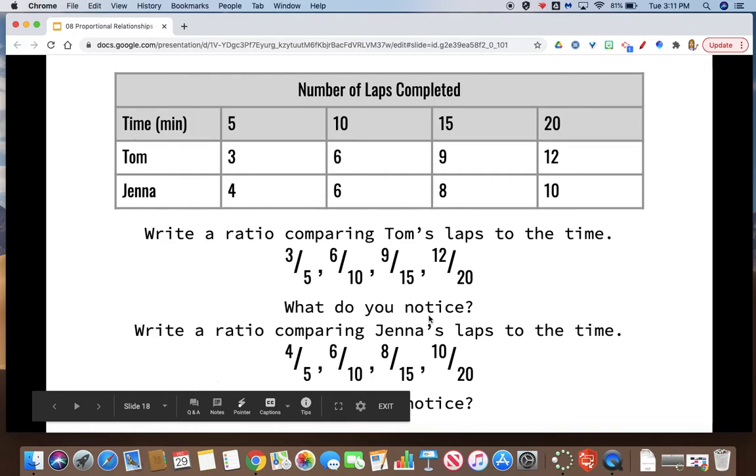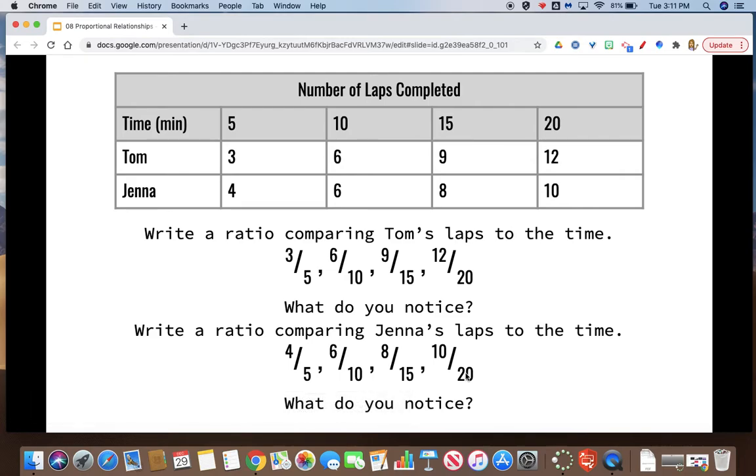No. What about 8/15? If we divide, there's nothing we can divide both of those numbers by, is there? What about 10/20? What would that simplify to? 1/2. Are any of them simplifying the same? No. So Jenna's ratios there are different. They are not simplifying to the same fraction like Tom's did.